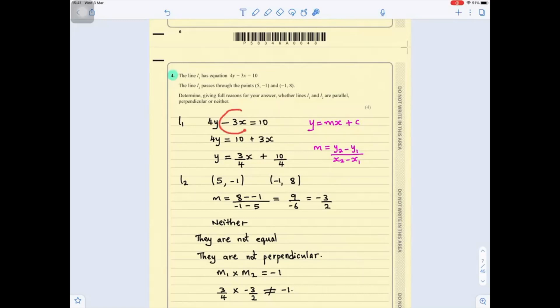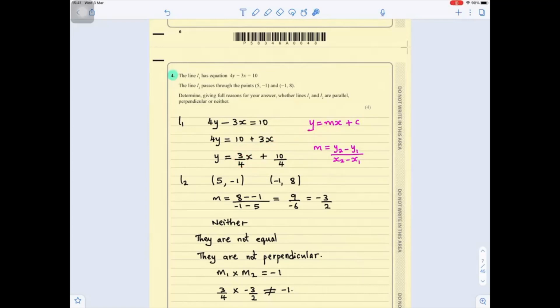So we'll take minus 3x to the right. It becomes plus 3x. So it becomes 4y equals 3x plus 10. It's times 4, so we take it to the right and it becomes divided by 4. So 3x divided by 4 and 10 divided by 4. So the gradient for line L1 is 3 over 4. That's this m there. So that's the gradient for line L1.